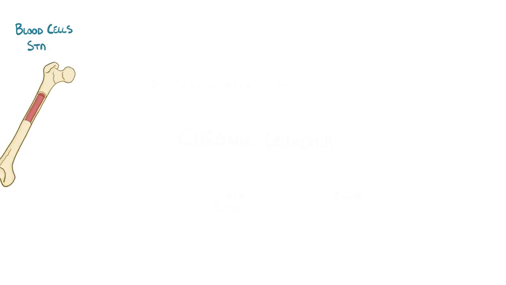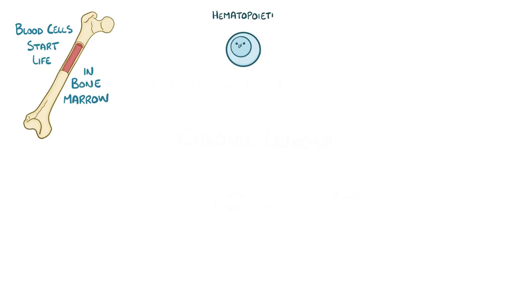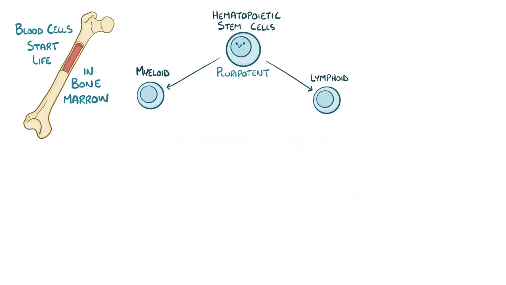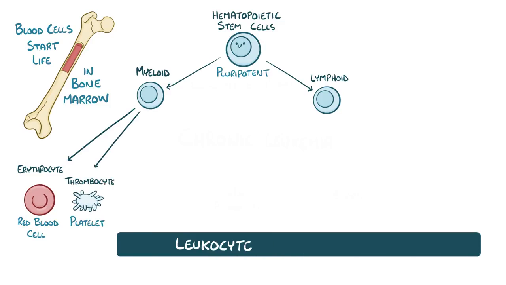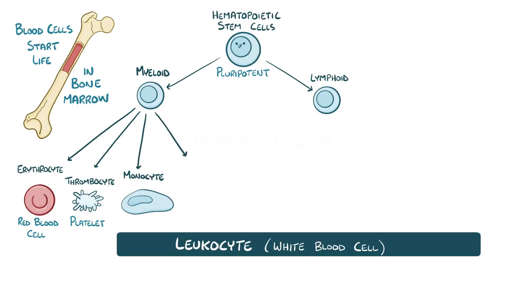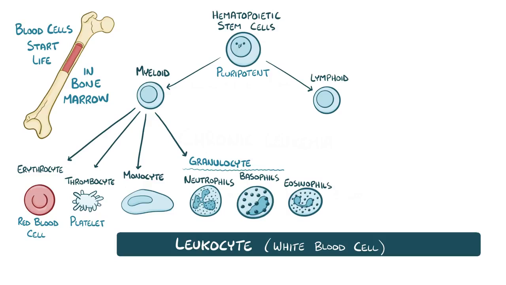Now, every blood cell starts its life in the bone marrow as a hematopoietic stem cell. Hematopoietic stem cells are pluripotent, meaning that they can give rise to both myeloid or lymphoid blood cells. If a hematopoietic stem cell develops into a myeloid cell, it'll mature into an erythrocyte, or a red blood cell, a thrombocyte, or a platelet, or a leukocyte, meaning a white blood cell like a monocyte or granulocyte. Granulocytes are cells with tiny granules inside them, and they include neutrophils, basophils, and eosinophils.